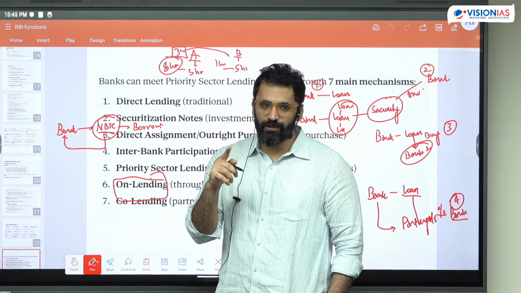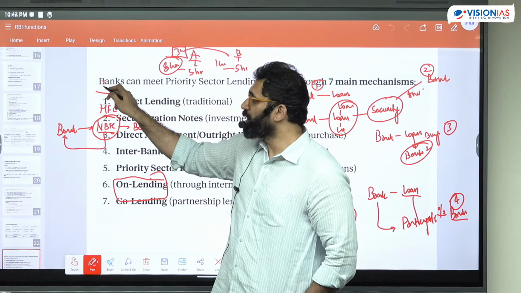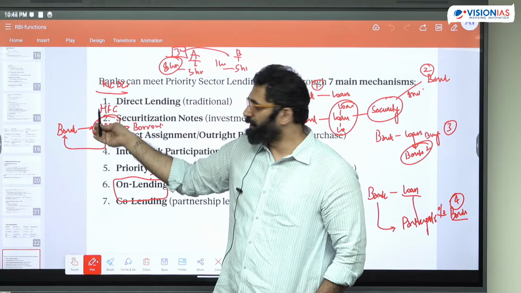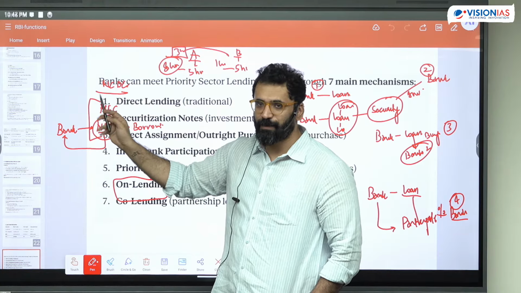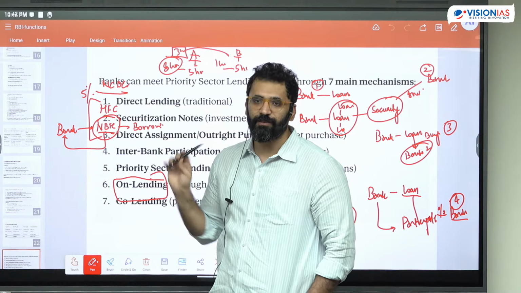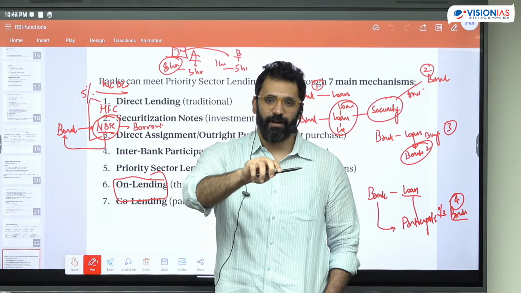Who can make this on-lending? NBFCs, housing finance companies, and third, the National Cooperative Development Corporation. This was added this year. Earlier it was only these two. The maximum you can do this way is 5%. Responsibility is entirely of the NBFC. This is on-lending. Let someone else lend on your behalf.